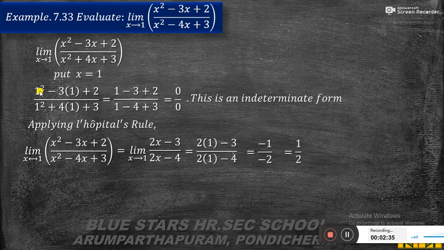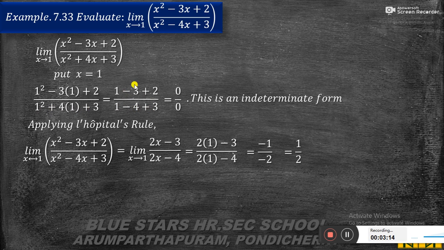So I write x square minus 3x plus 2 by x square minus 4x plus 3. I substitute x equal to 1: 1 square minus 3 into 1 plus 2. In the numerator I substitute x equal to 1. So 1 square I write here, minus 3x means 3 into 1 I write here, next plus 2 I write here. Now I substitute x equal to 1 in the denominator. So x square means 1 square, next 4x means 4 into 1, plus 3. So equal to 1 minus 3 plus 2 by 1 square minus 4 into 1 plus 3, so 1 minus 4 plus 3.